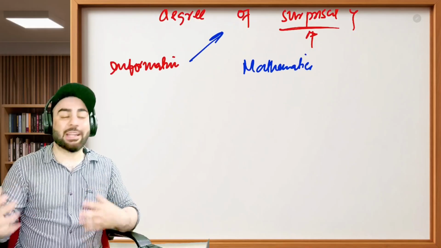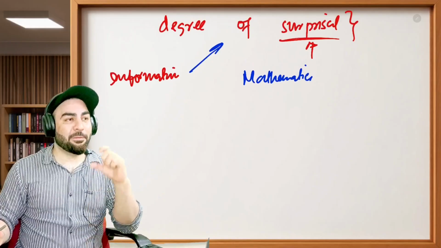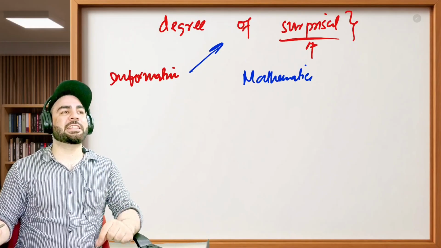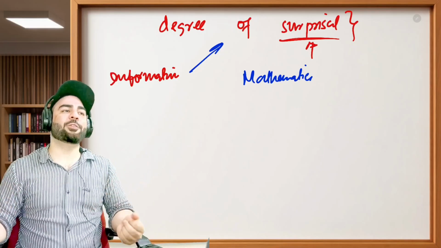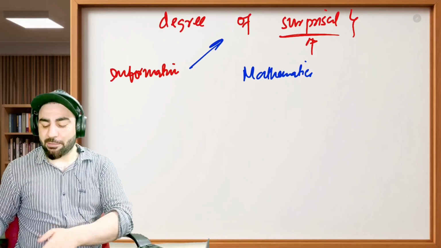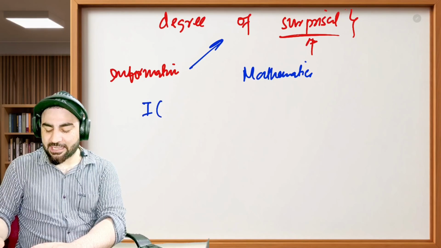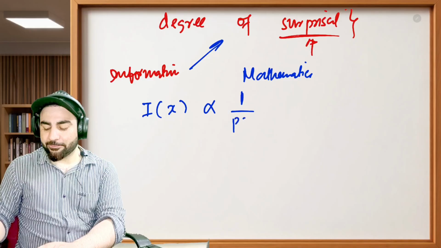Let's suppose we can again bring in probability. You see how powerful probability is. If there is an event which has a very low probability of happening, and it happened, you'll be surprised. If you are surprised, that means it contains more information. So if I have some message X, the information of X is inversely proportional to probability.